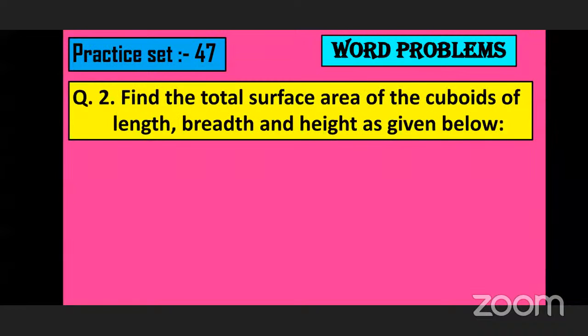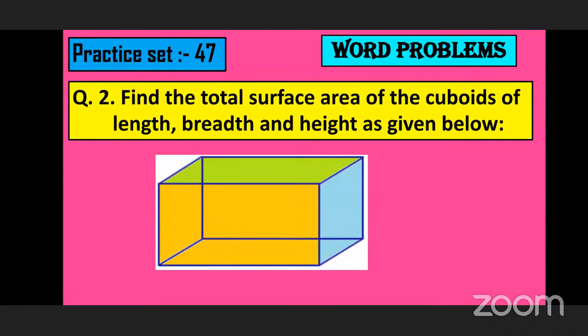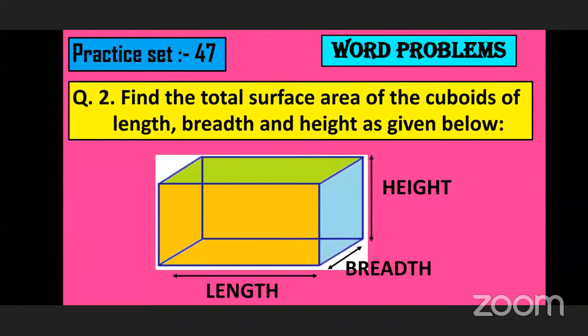See, these are the word problems for solving the total surface area of a cuboid, in which the length, breadth, and height of a particular cuboid is given, and we have to find out the total surface area of the given cuboid. That means in the questions, length, breadth, and height will be given, and we are supposed to find out the total surface area of the cuboid.